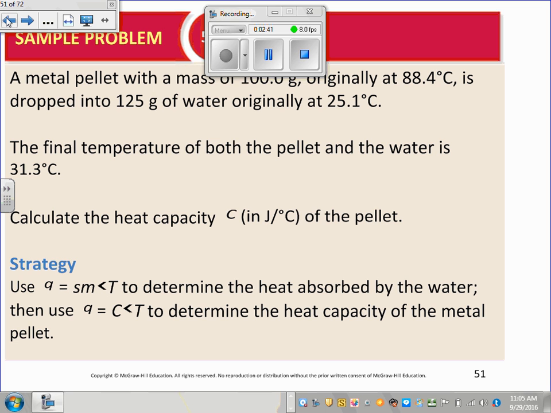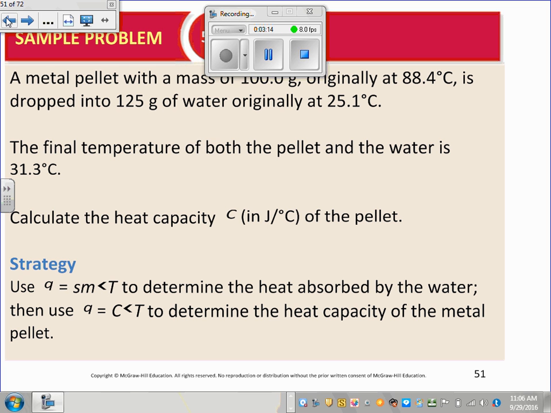So obviously, the pellet's going to lose heat, the water's going to gain heat. When it stops, the temperature is 31.3 degrees C. So calculate the heat capacity in joules per degree C of the pellet. The water absorbs energy, so we're going to use Q is equal to ms delta T.